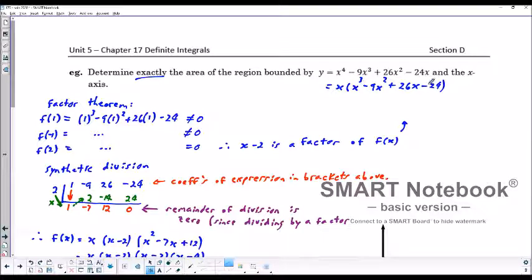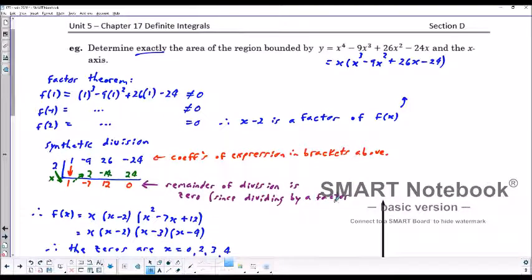So I substitute 1 in for this bracketed portion, I don't get 0. I substitute in -1, and I also don't get 0. Then I try 2, and I do get 0. So what that means, because when I substitute 2 into all the x's I get 0, is that x minus 2 is a factor of f of x. Okay? Then I'm going to use synthetic division.